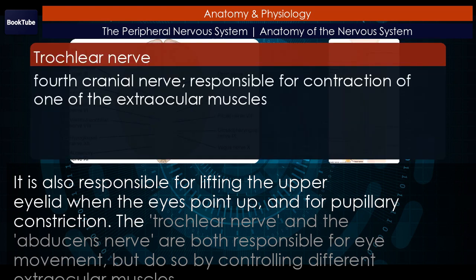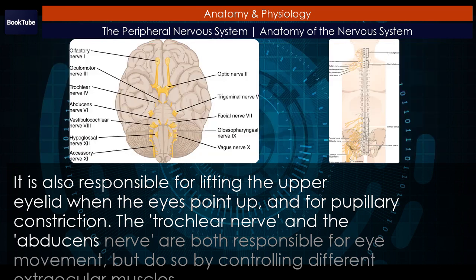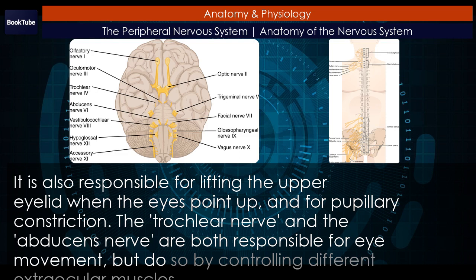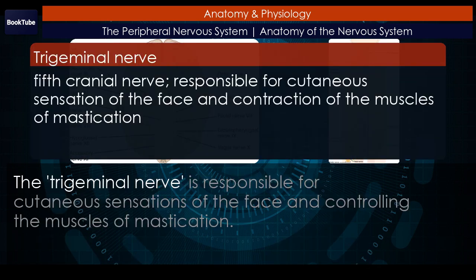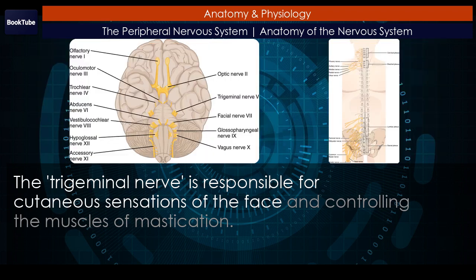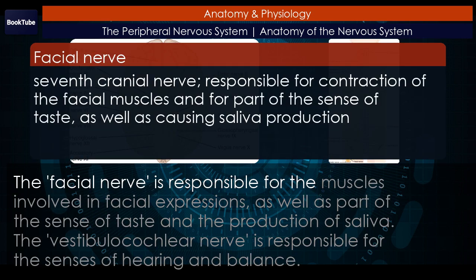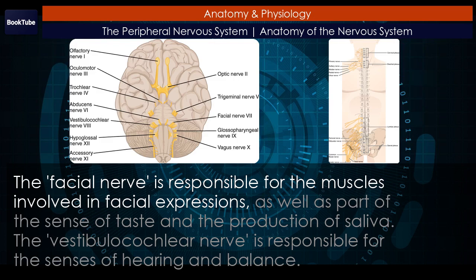The trochlear nerve and the abducens nerve are both responsible for eye movement, but do so by controlling different extraocular muscles. The trigeminal nerve is responsible for cutaneous sensations of the face and controlling the muscles of mastication. The facial nerve is responsible for the muscles involved in facial expressions, as well as part of the sense of taste and the production of saliva.